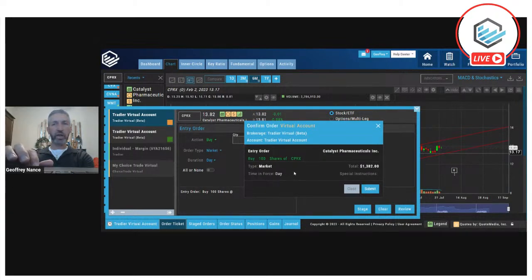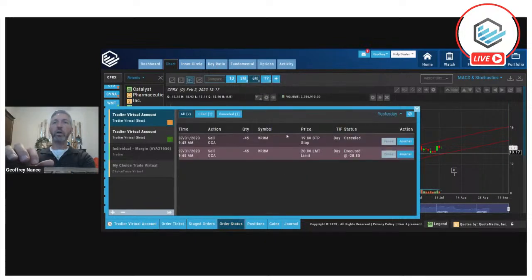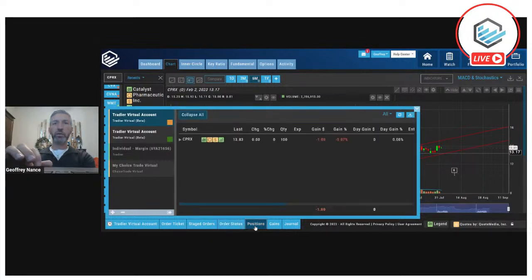Time in force is day. If we're buying, there would almost never be an occasion where you would want to have an order to buy that was not a day order. When we go to stops, we can talk about good till canceled orders, but not really for a buy order. All right, I could put some journal notes in here if I wanted to, but I'm not really interested in that right now. We'll go over here to our positions.